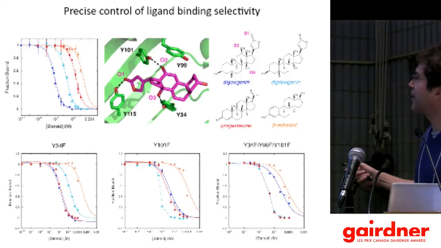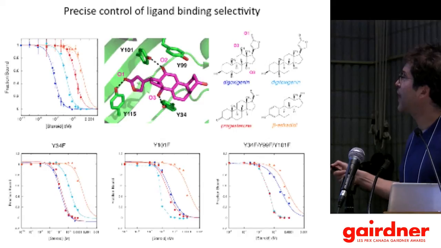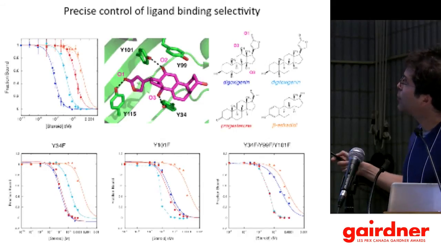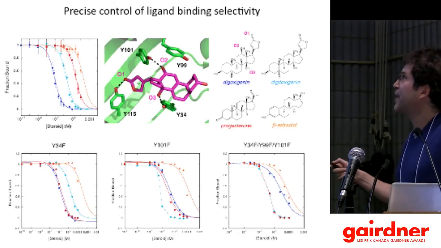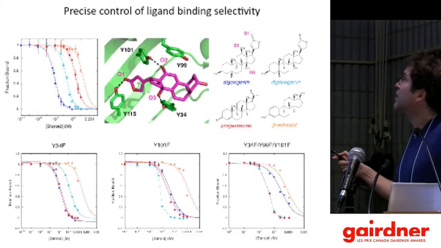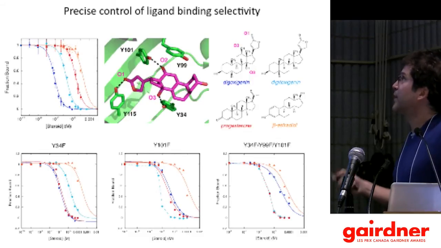Now, what's neat about it is that, again, Christie designed in these specific hydrogen bonding interactions. If she surgically removes these substitutions, these interactions which were designed in, she can reprogram the specificity of this design for other related steroids, and in a very predictable manner.